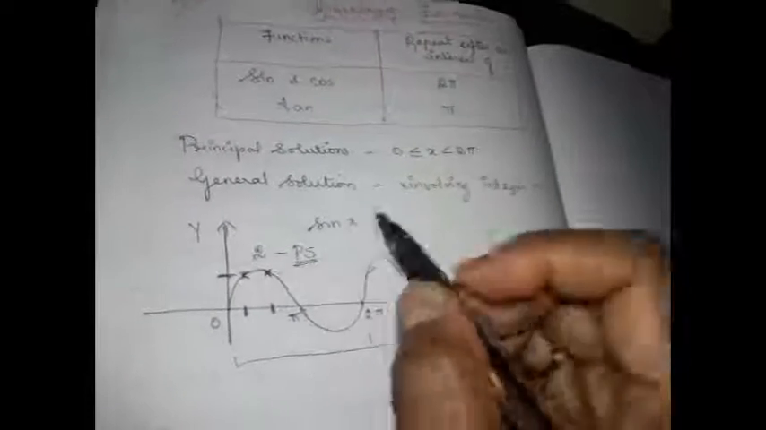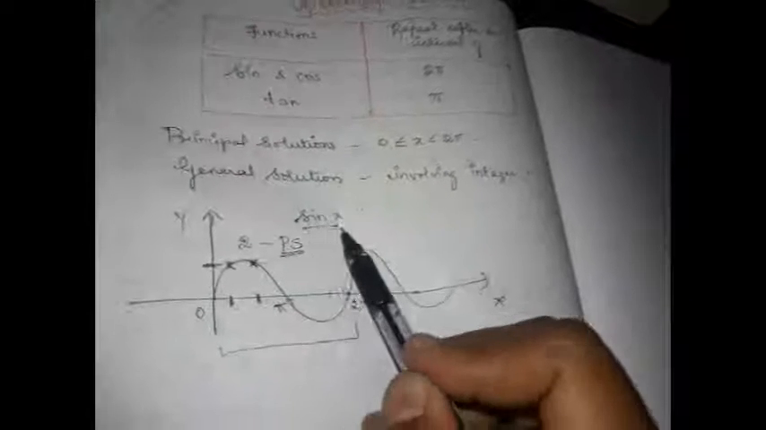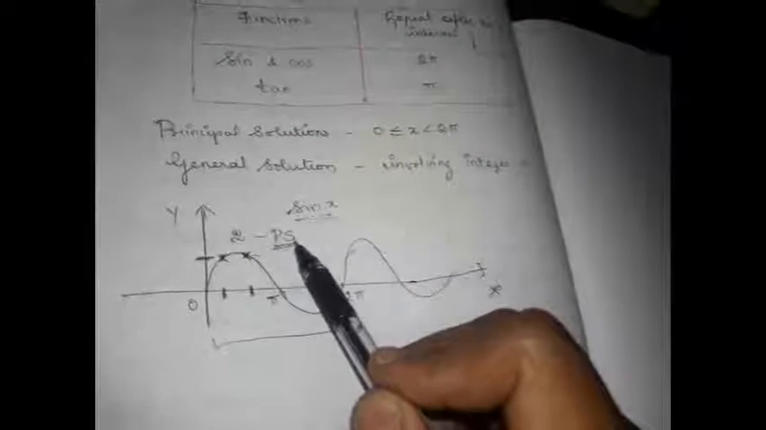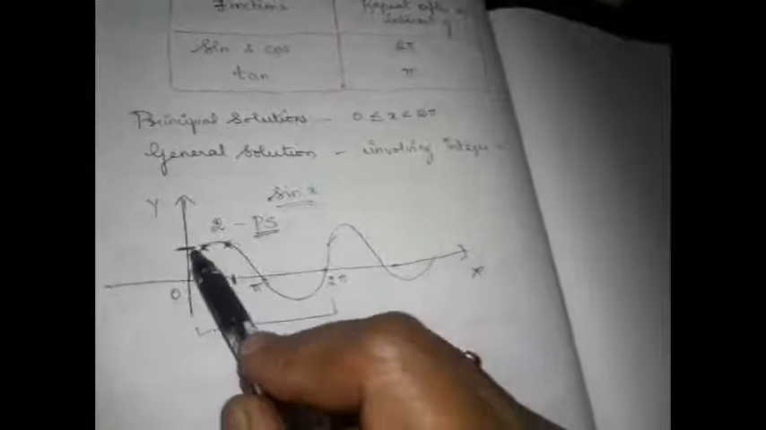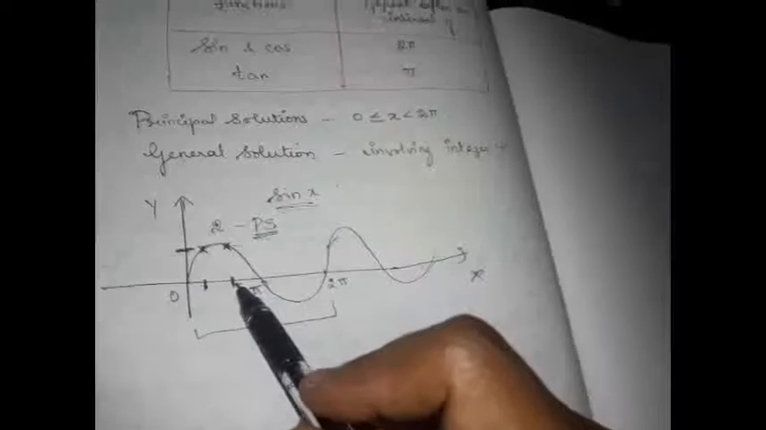And one more thing you have to note here: how many principal solutions can a trigonometric function have? A trigonometric function can have two principal solutions. How many principal solutions? It will have two principal solutions. Every trigonometric function will have two principal solutions. Why two principal solutions? Because for every y value we will have two x values between 0 and 2 pi.